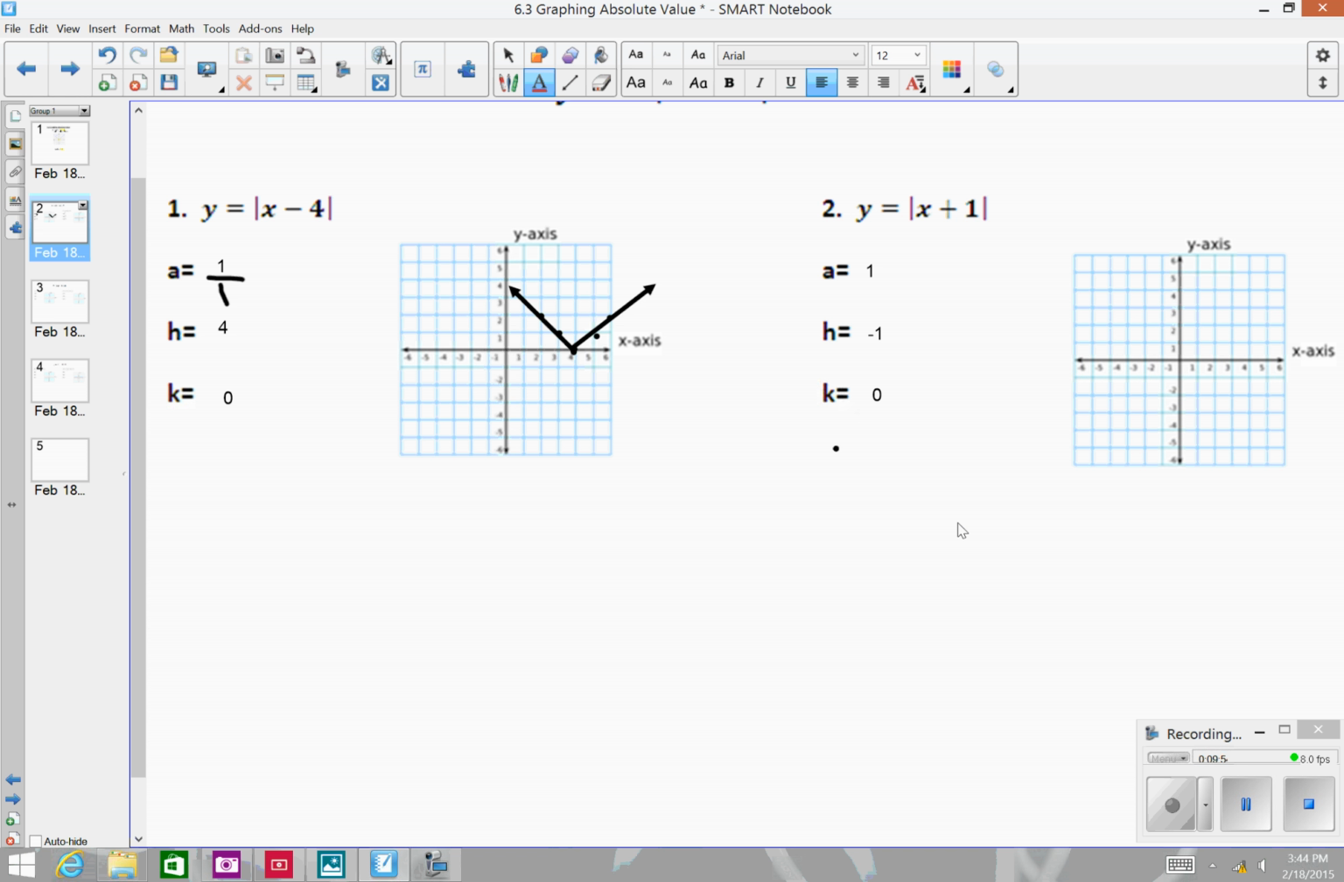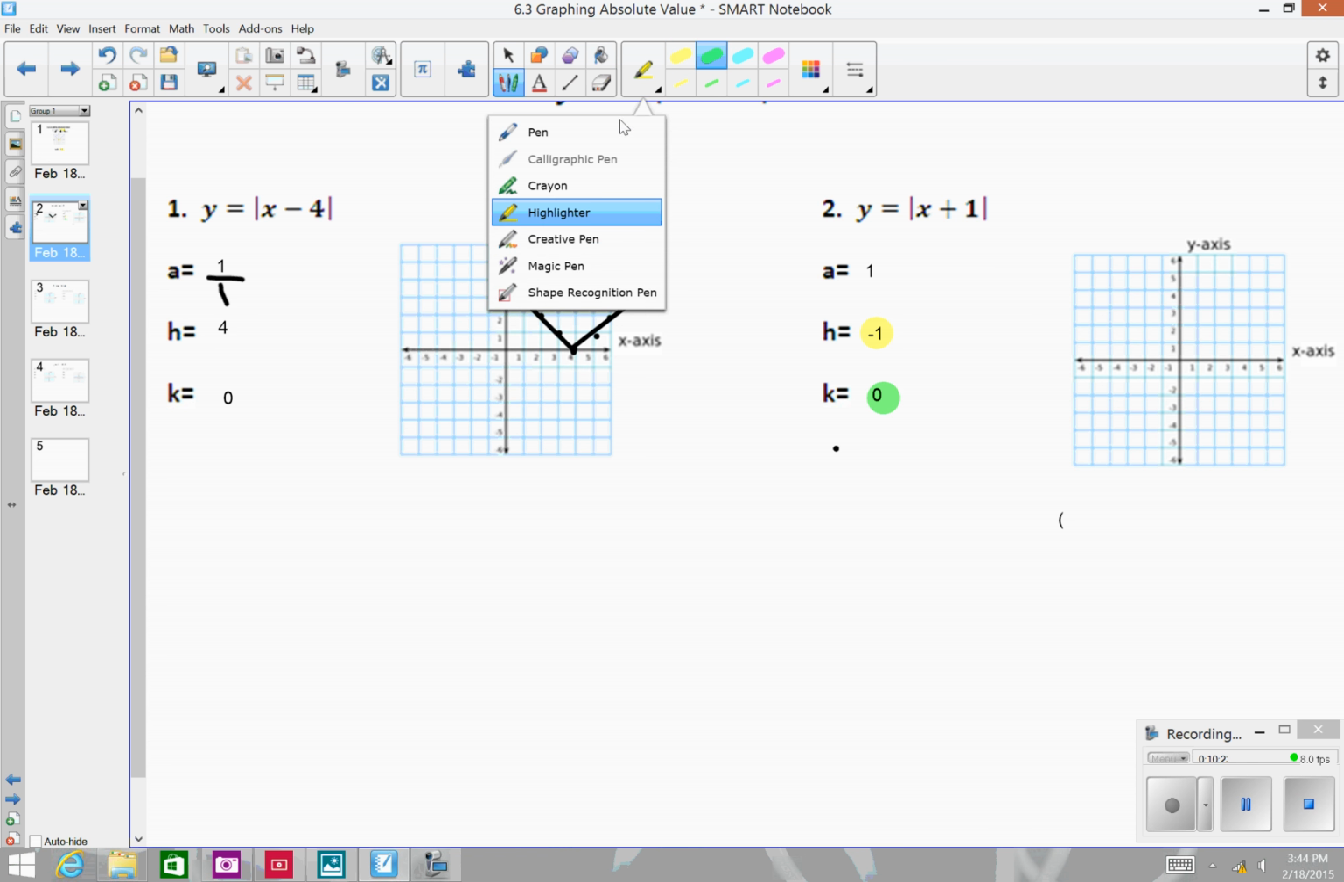Good. All right. So now I have these values. Now the next thing I want to do is write my vertex. Let's say my ordered pair for my vertex is going to be h comma k. In this case, my h value is, let's get a highlighter here, there we go. So my h value is right there, my k value is right there, okay?